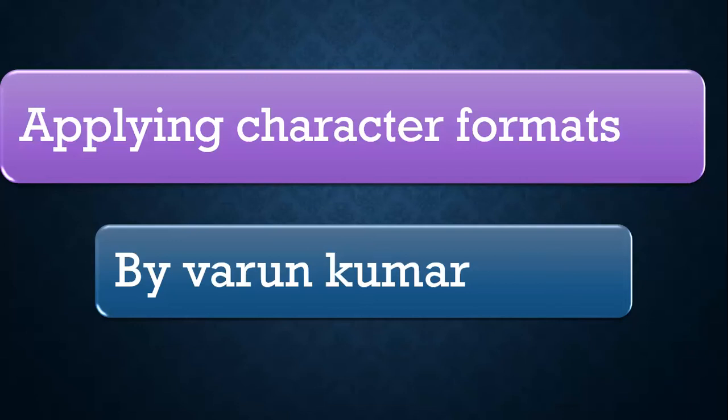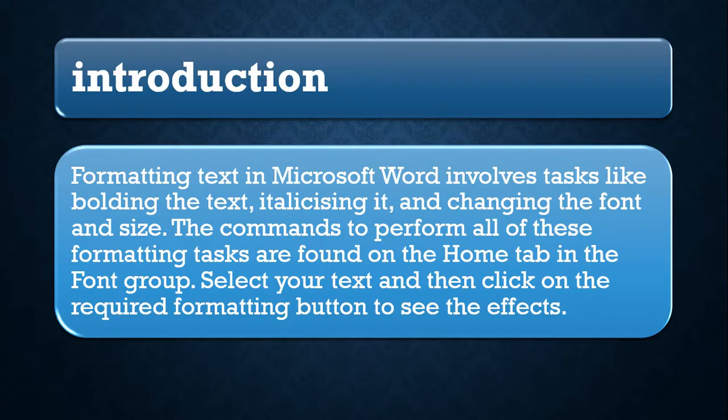Now we are going to discuss applying character formats. Introduction. Formatting text in Microsoft Word involves tasks like bolding the text, italicizing it, and changing the font and size. The commands to perform all of these formatting tasks are found on the Home tab in the Font group. Select your text and then click on the required formatting button to see the effects.